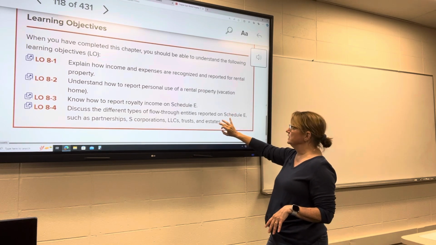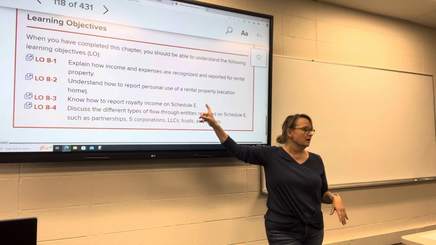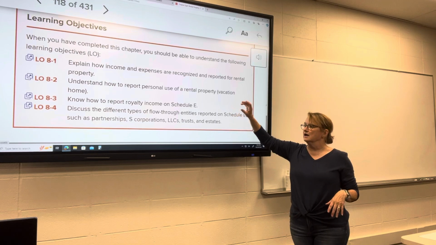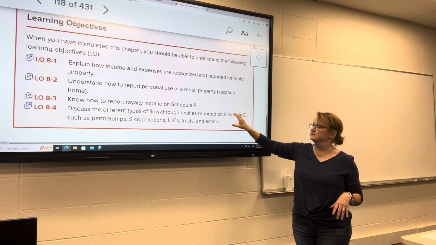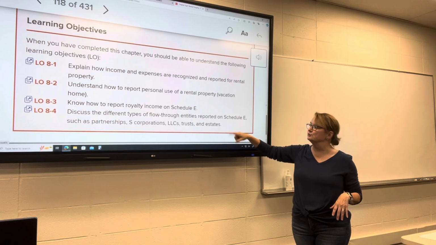And then we talk a little bit about royalty income. This is a really short section, but we'll define what royalty income is. That's also reported on a Schedule E, and then we'll also talk about flow-through entities.